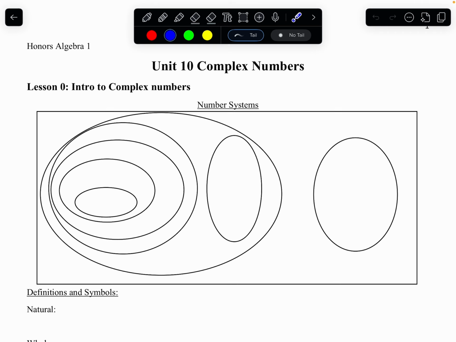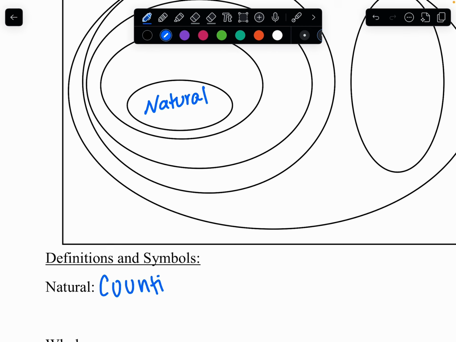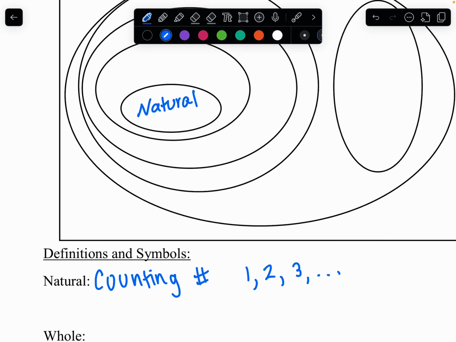As you can see, it's a bunch of bubbles on your paper. It's because each one is encompassing the previous one. So your smallest bubble is your smallest number set. These are your natural numbers, also known as your counting numbers. Those are 1, 2, 3, and so on. Like you can physically count them.